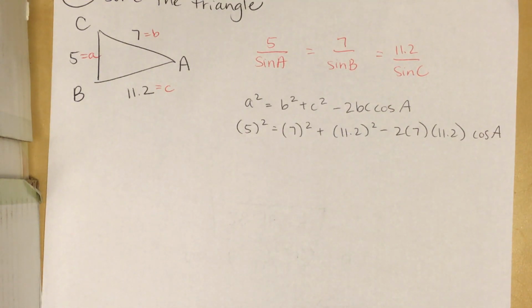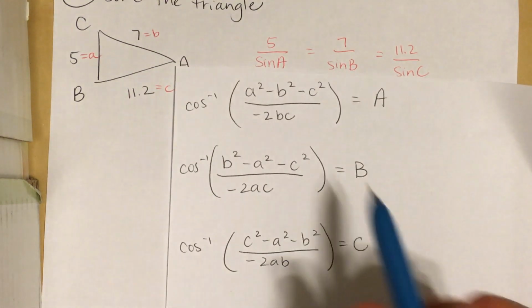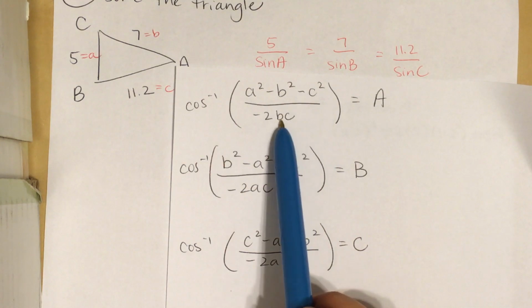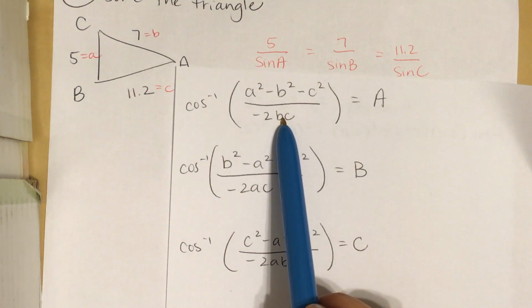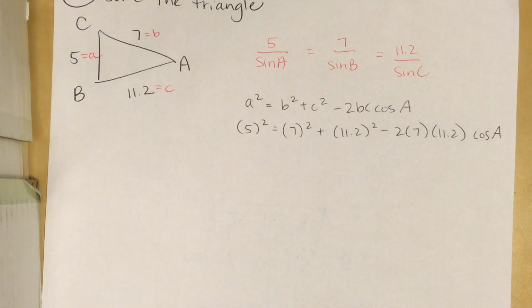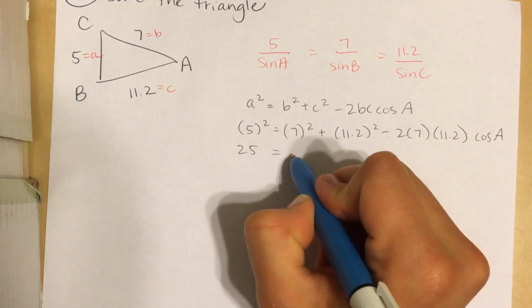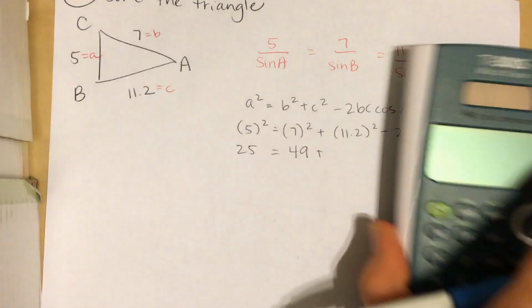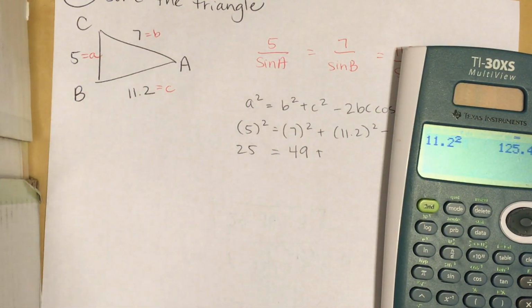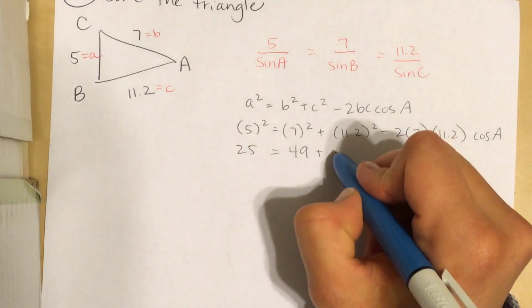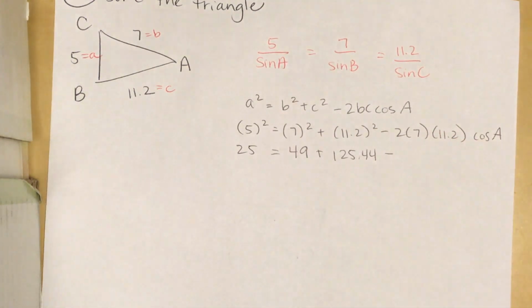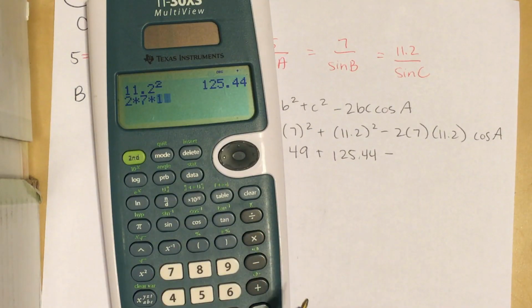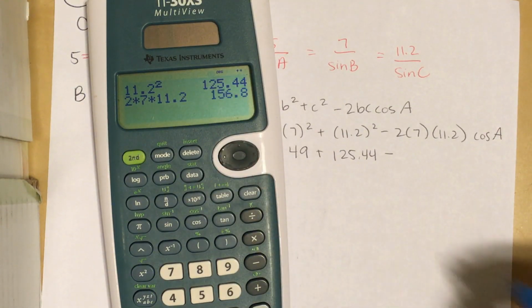If you wanted to use that other format here, you could plug in your A, B, C's and type this into your calculator. I'm going to show you the long way because I think this is better for you to brush up on your algebra. Okay, 5 squared is 25, 7 squared is 49, 11.2 squared is 125.44. 2 times 7 times 11.2.